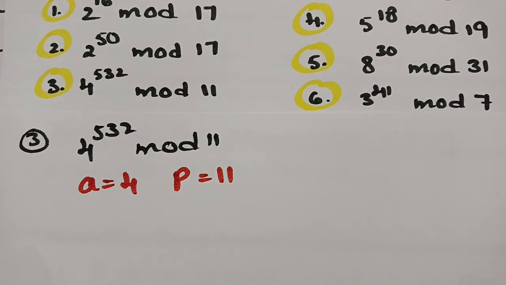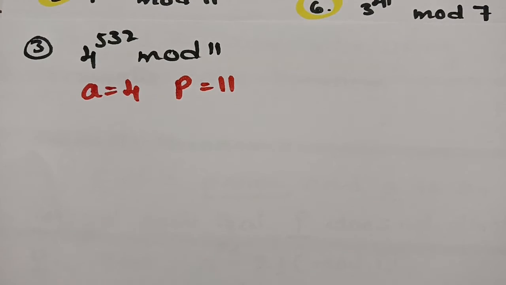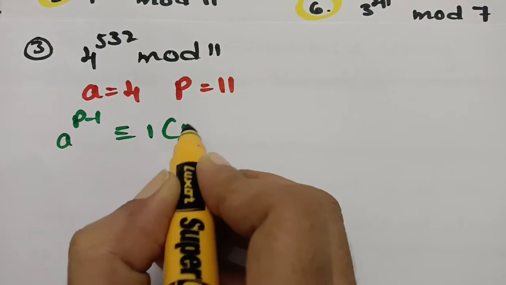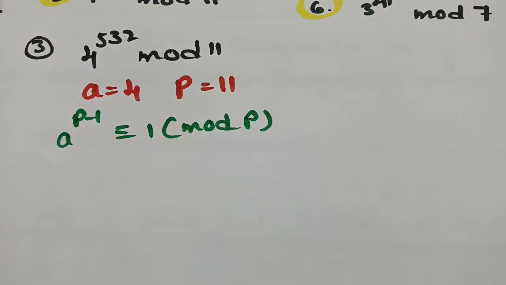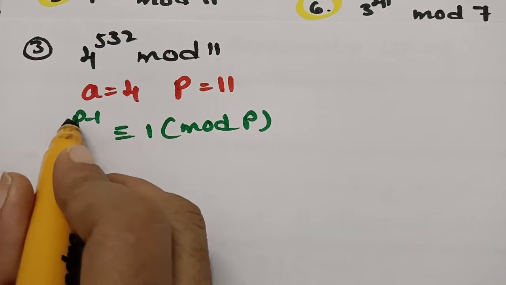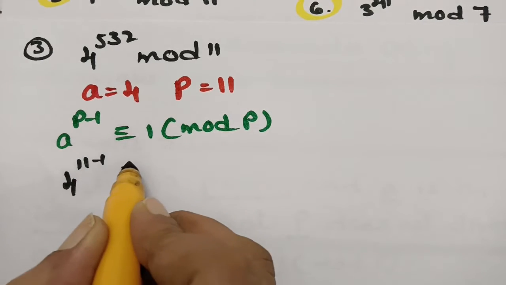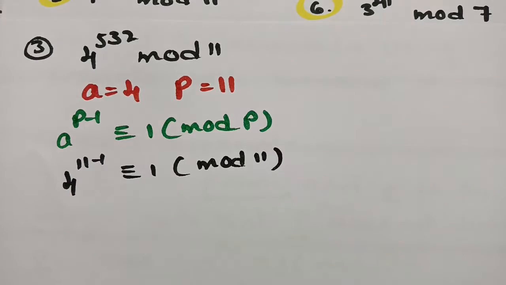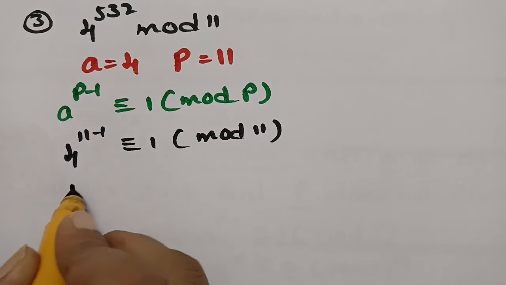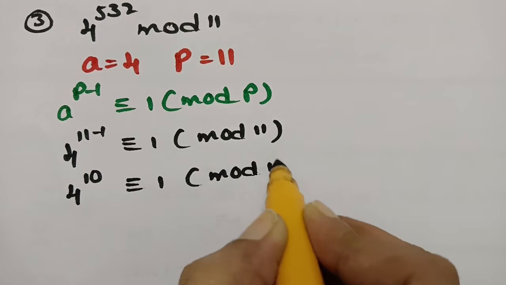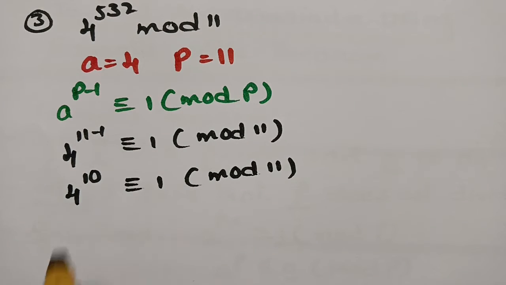As you know, according to Fermat's theorem, we have a power p minus 1 congruent to 1 mod p. If I substitute the same thing here, a value as 4 and p value as 11, this will be 4 power 11 minus 1 congruent to 1 mod 11. So this will be 4 power 10 congruent to 1 mod 11. So when 4 power 10 is divided by 11, we get the remainder as 1.